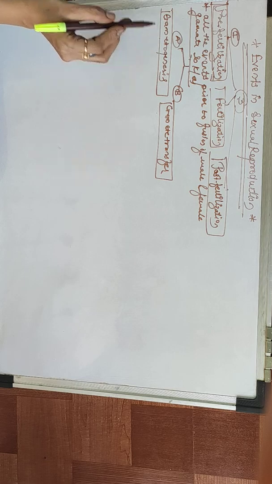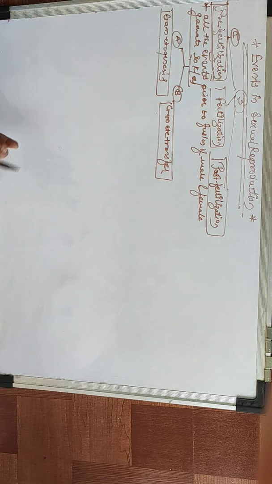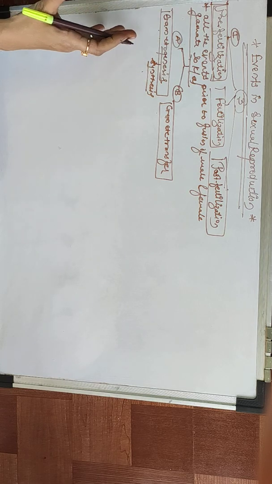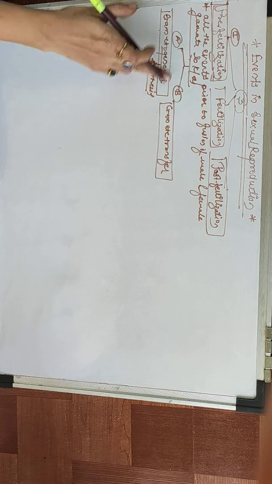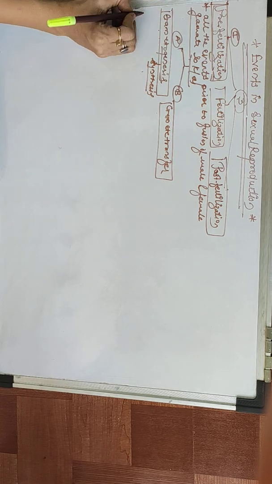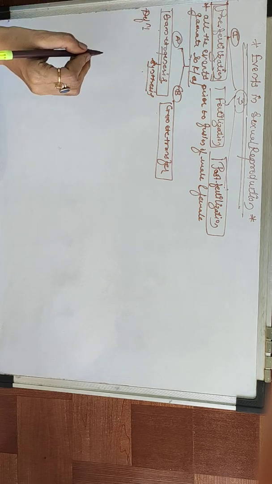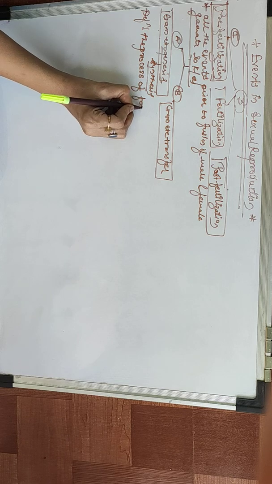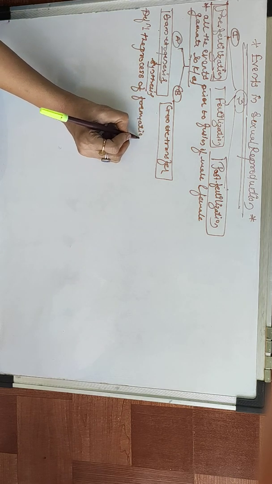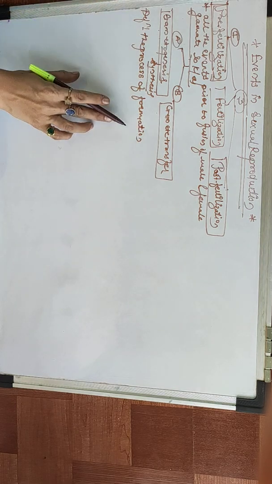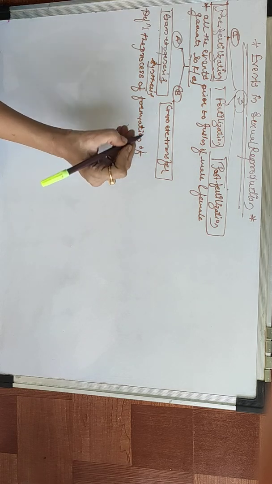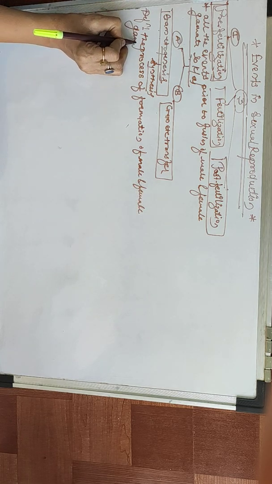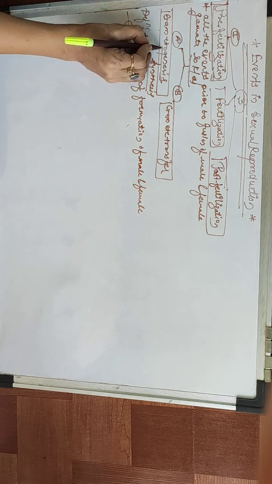Okay, so first we will see what happens in gametogenesis. What do you mean by gametogenesis? Genesis means synthesis, right? Gametes means male and female. So the synthesis of male and female gametes, this process is known as gametogenesis. So how can we define it? Definition: gametogenesis is the process of formation of male and female gametes.